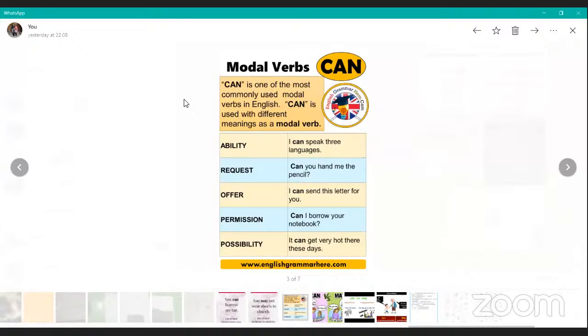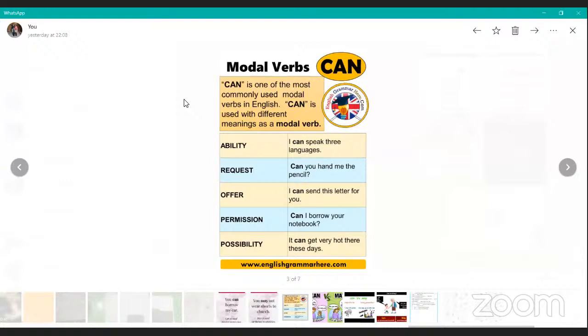Right. To summarize the things that I have discussed, now we are talking about the modal verb can. The occasions when we can use the modal verb can: to show the ability. I can speak 3 languages.